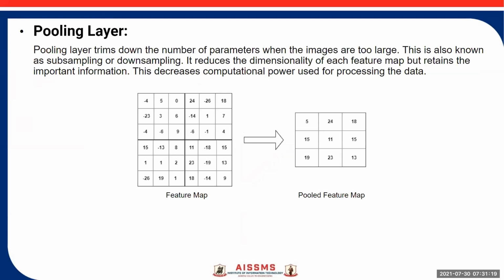After that comes the pooling layer. What the pooling layer does is trim down the number of parameters when the images are too large. So this is also known as subsampling or downsampling. It reduces the dimensionality of each feature map, but retains the important information. Hence, this decreases the computational power used for processing the data. So we can see if we use max pooling, then only the maximum values are stored in each cell, whilst also reducing the dimensionality of the matrix.